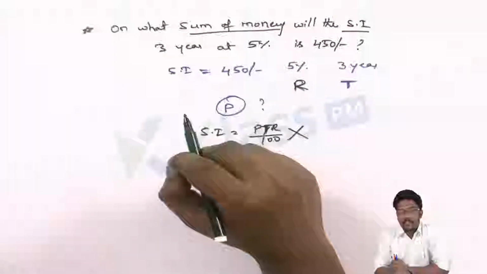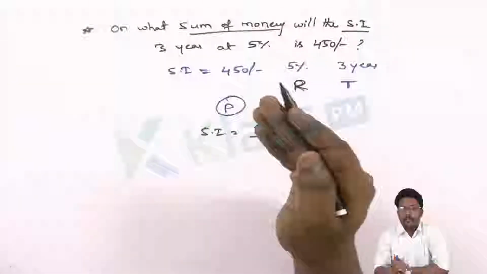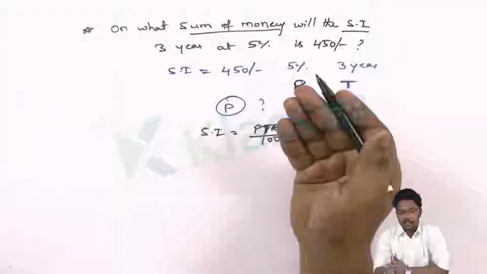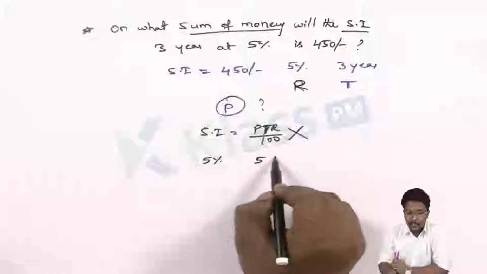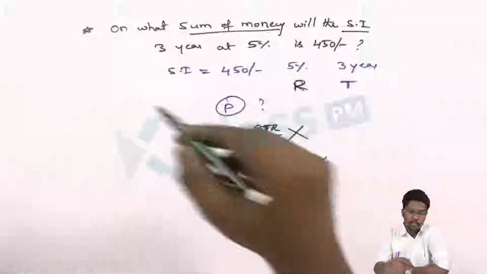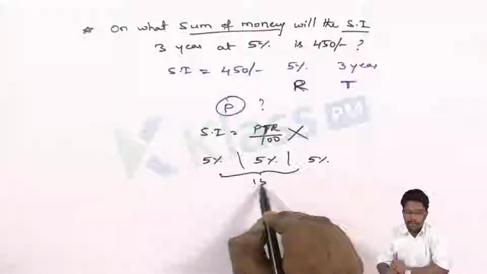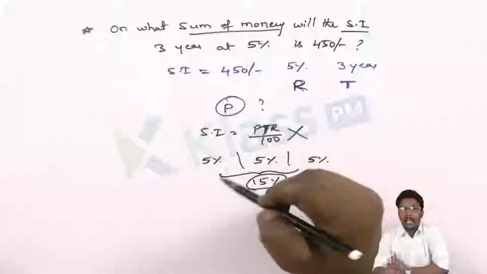The rate of interest is the same. Simple interest is the same for every year throughout the time period. So our simple interest depends upon the rate of interest. In the first year I am paying 5%, in the second year I am paying 5%, in the third year I am paying 5% on the principal. So for 3 years, what is the total interest? 15%. So I am paying 15% as the extra money.